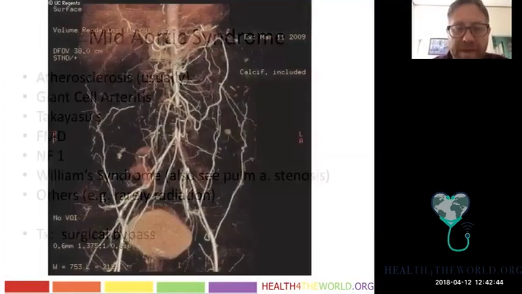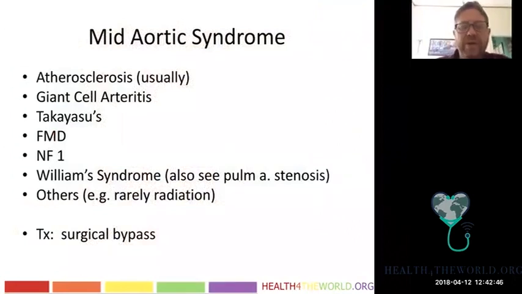All right, that's called mid-aortic syndrome. And there's a number of causes of mid-aortic syndrome. What we see in the United States is usually atherosclerosis, but there are other vasculopathies like giant cell arteritis, Takayasu's arteritis, fibromuscular dysplasia, neurofibromatosis, Williams syndrome, and others like radiation and rare things. These are typically treated with bypass, but not always. There's certainly ways to fix these endovascularly as well.